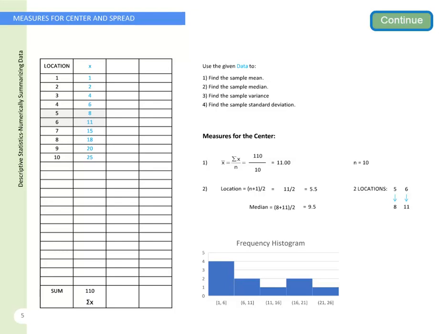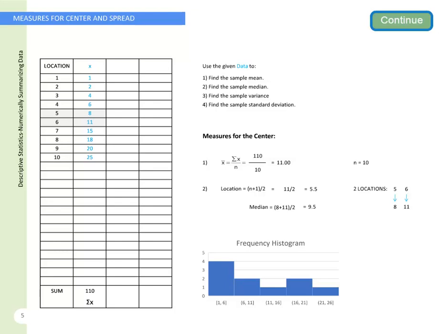If the distribution is skewed or displays extreme values, then a better measure for center is the median. To get the median, arrange data in ascending order. The location for the median is given by the formula (n plus 1) divided by 2, where n is the sample size, the number of data values in the sample.